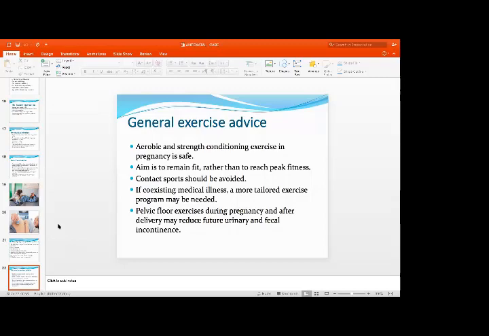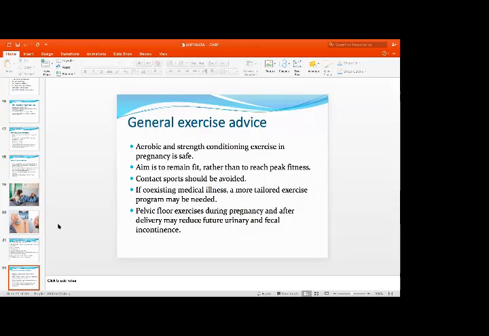Pelvic floor exercises during pregnancy and after delivery may reduce future urinary and fecal incontinence. So, what are the pelvic floor exercises? These are the exercises which are advised to the patient during pregnancy and even after childbirth. In this exercise, we instruct the patient to hold her breath and contract her pelvic floor muscles, just like we are holding urine and stool. And she will count 1, 2, 3, 4, and then she will slowly release the breath and also relax her pelvic floor muscles. So this is how she will repeatedly do these exercises.